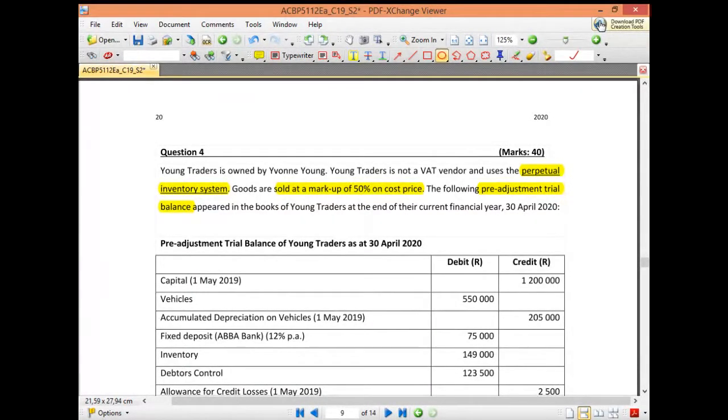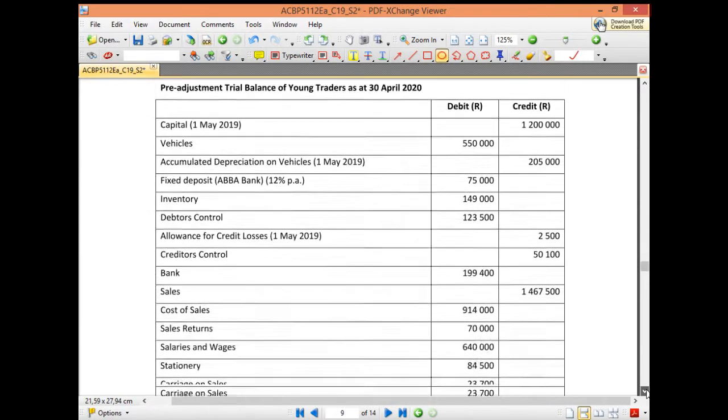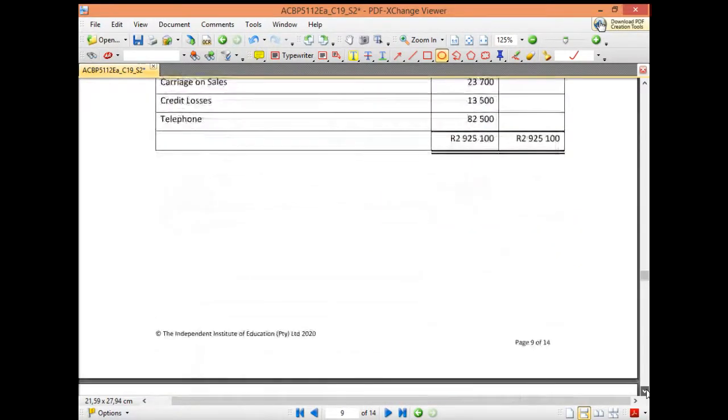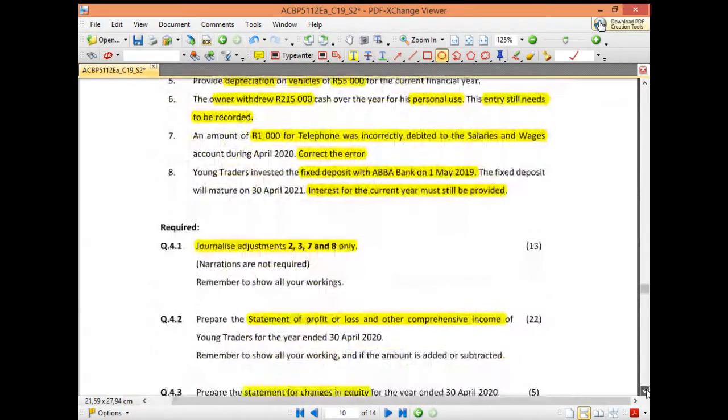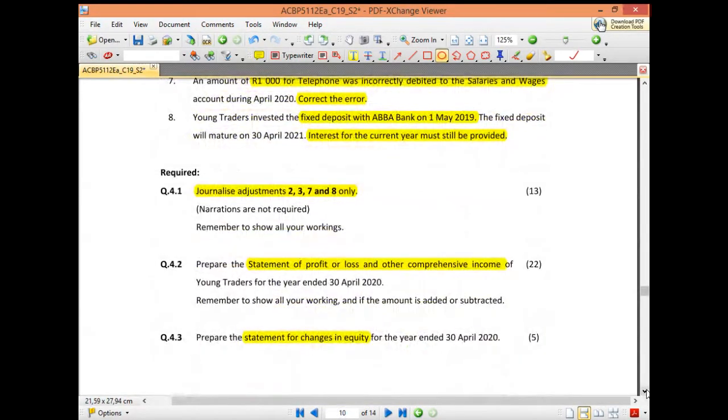Okay, so question 4, let's quickly see what they ask you before we go through all the information. They ask you to journalize the adjustments for point number 2, 3, 7, and 8.